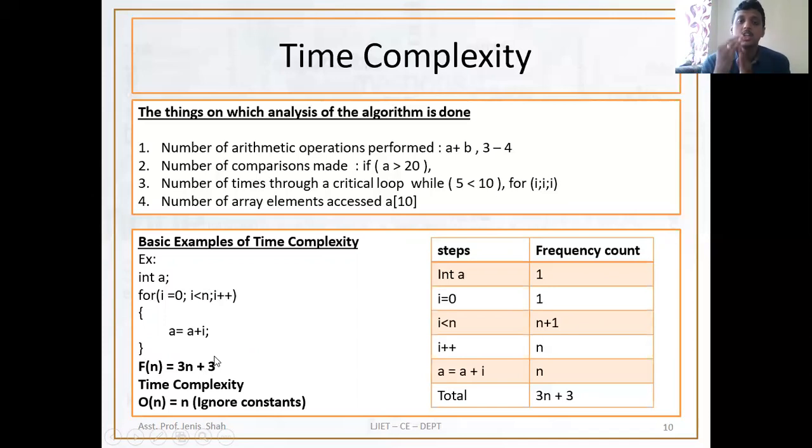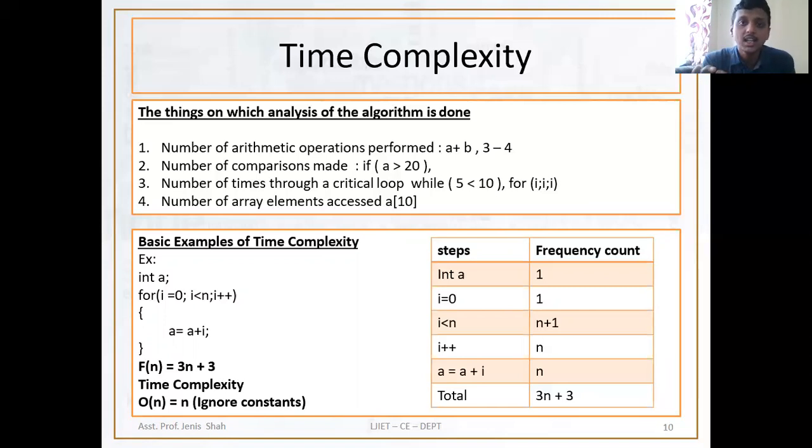Now let me clear this. If I have i less than 5, then this condition will be checked 5 times: 0 less than 5, 1 less than 5, 2 less than 5, 3 less than 5, 4 less than 5. Now 5 less than 5 condition will be false. So this statement will be executed how many times? 6 times. If n is equal to 5, then the statement will be executed 6 times. If n is equal to 7, the statement will be executed 8 times. Here n will be n, so the statement will be executed n plus 1 times.